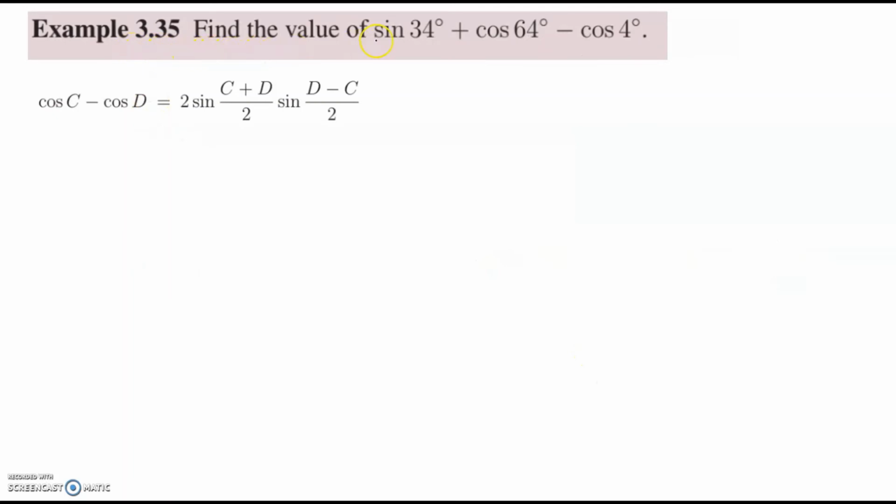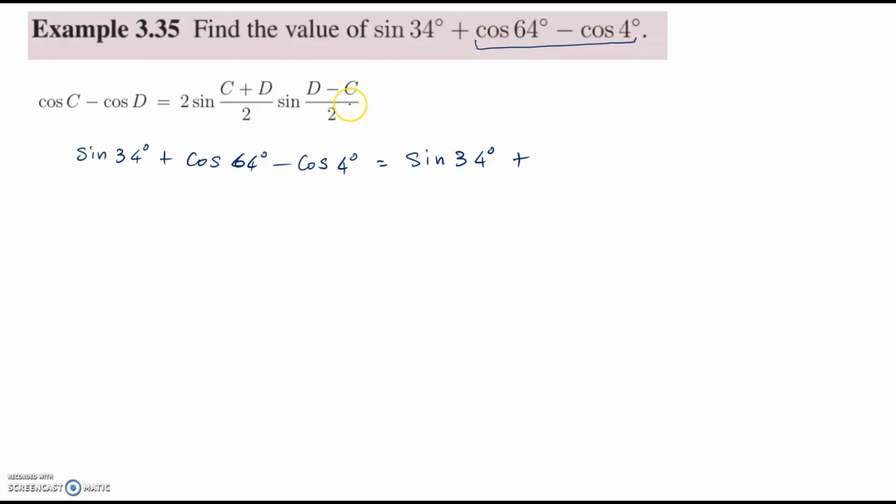Example 3.35. Find the value of sine 34 degrees plus cos 64 degrees minus cos 4 degrees. Let's use this formula on the last two expressions here and keep sine 34 as it is. So sine 34 degrees plus cos 64 degrees minus cos 4 degrees will now become sine 34 degrees, we keep that as it is, plus cos 64 minus cos 4 degrees.